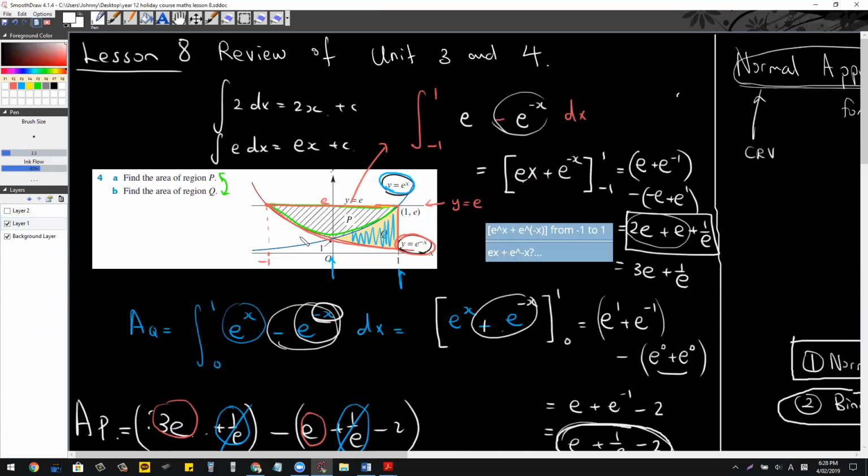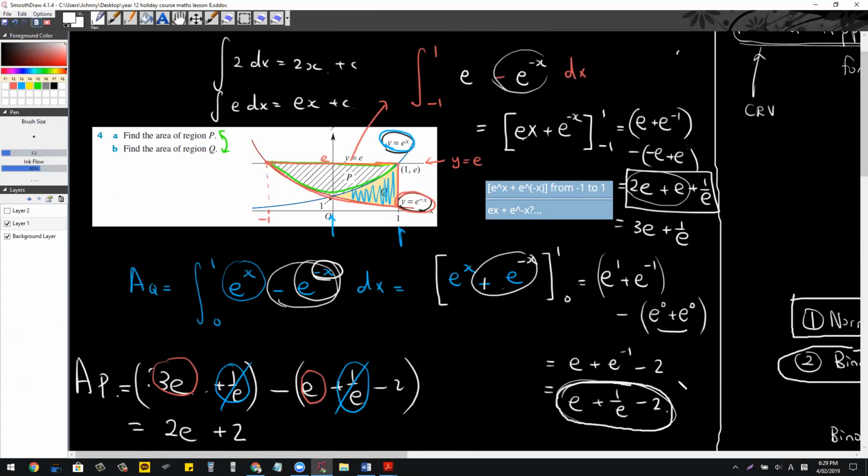And if I figure out the area of this, from -1 to 1, e minus, that's right, e^x plus e to the power of -x, from -1 to 1. That's right. Minus, plug in -1 there, negative e, and then plug in there, plus that down there, that's right, all good. That's 2e plus 1 on e.